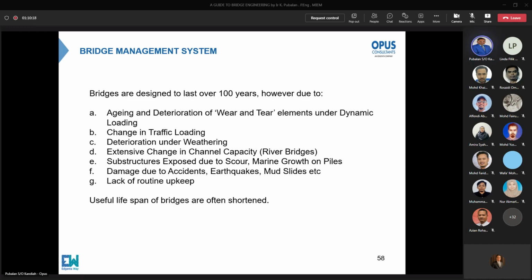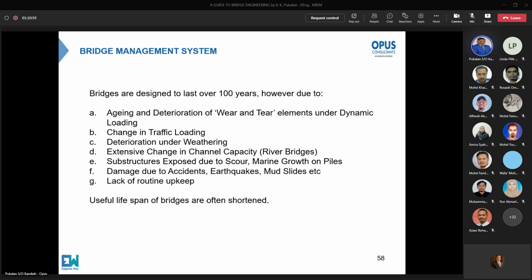So the BMS is also required whenever, because you can have aging, you can have change in traffic loading. Dulu design untuk HB30, sekarang kebanyakan vehicle yang lalu adalah lebih daripada 100 tan or whatever lah, okay. So deterioration from weathering, and mungkin dulu sungai dia adalah tak berapa lebar, tetapi sekarang sungai dia adalah lebar. So you have an extensive change in channel capacity. Betul tak? Because due to urbanization, your river can also become wider. So you got to change.